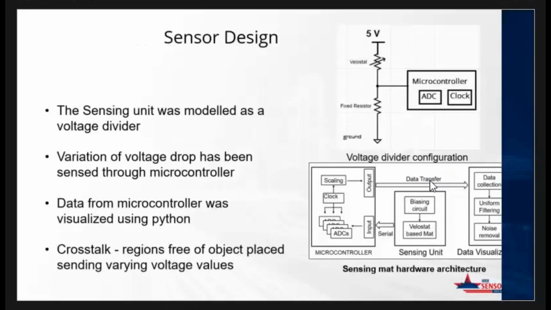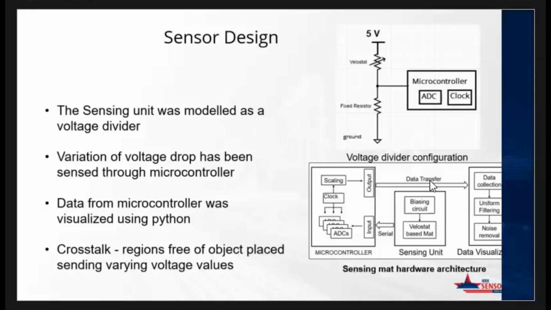It is a very simple architecture. In the model, we have a fixed resistor to the ground, and the other resistor is the Velostat, which is a variable resistor based on pressure, connected to the supply. The change in the voltage divider output can be sensed by the microcontroller. Then the microcontroller data can be transferred to a computer for data visualization through Python scripting.